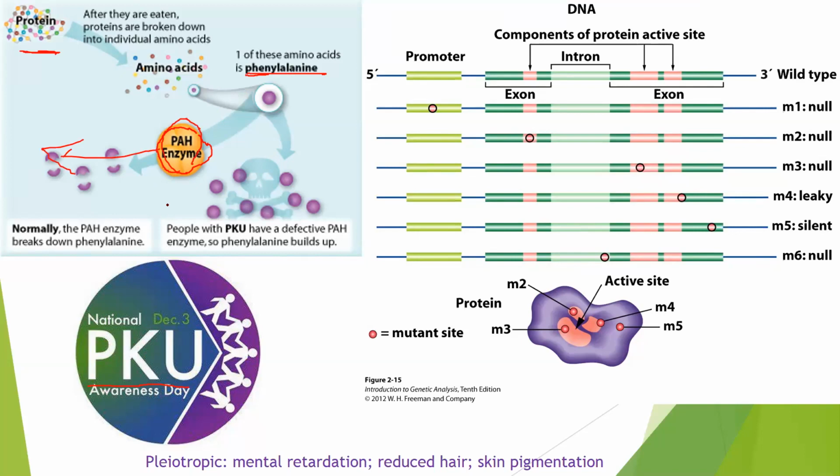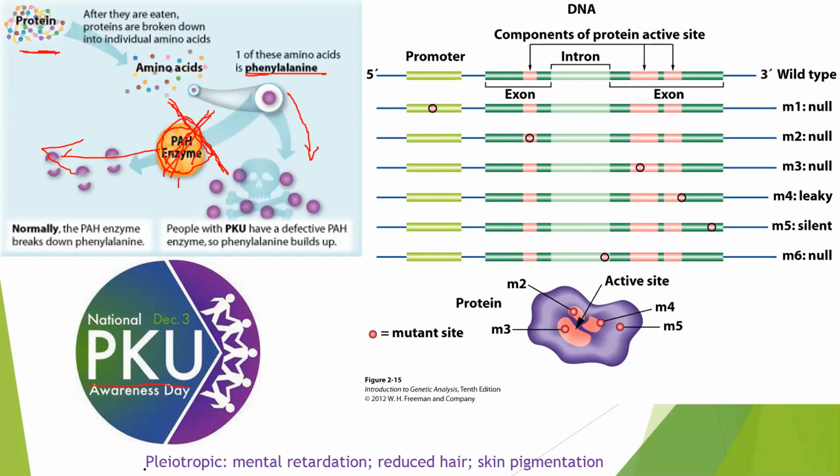However, if something goes wrong with this gene, and an individual no longer produces the functional enzyme, then this pathway is going to be blocked. And what happens here? Since the phenylalanine cannot be broken down, it will accumulate in the cell or in the body, and this will cause problems. Okay, so one gene can cause more than one diseased phenotype.